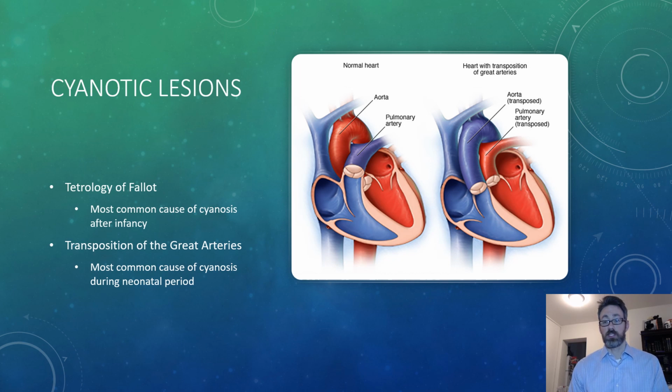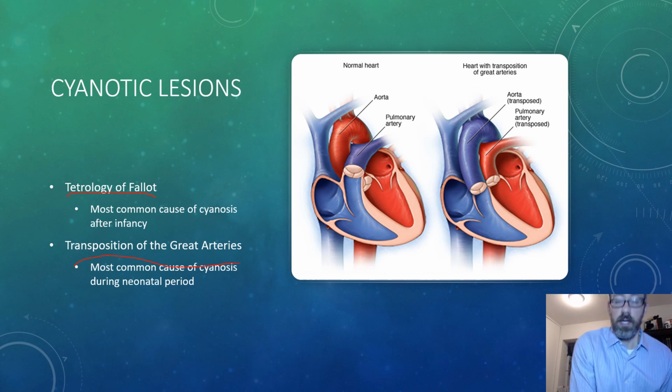Okay, so two of the ones I want to talk about, and there are others, are Tetralogy of Fallot, sometimes referred to as blue baby syndrome, and transposition of the great arteries. Now, on this slide, I want to talk about the transposition of the great arteries. This is the most common cause of cyanosis during the neonatal period, in that first 28 days of life. This is the most common cause of cyanosis.